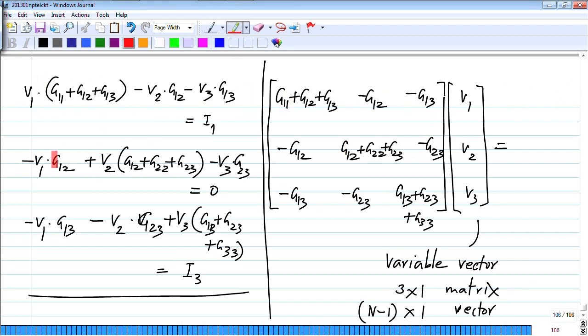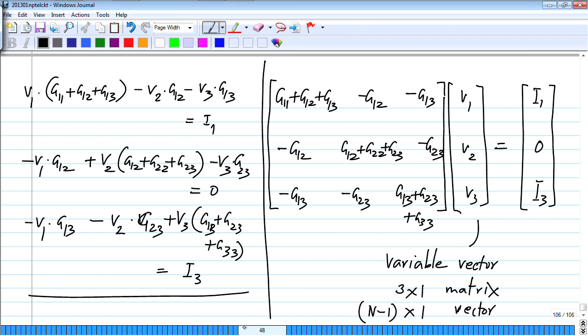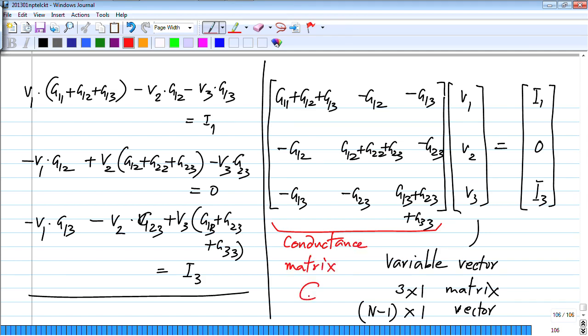Each of these rows corresponds to each of these equations. Okay, and this whole thing will be equal to whatever I have on the right hand side. So for the first one, the right hand side is I1, for the second one it is 0, and for the third one it is I3. Okay. So this part is called the conductance matrix. Obviously, it consists of conductances. And this part is the vector of node voltages. I'll call that V. Okay. And finally, this is the vector of independent current sources. Okay, I will call that I.